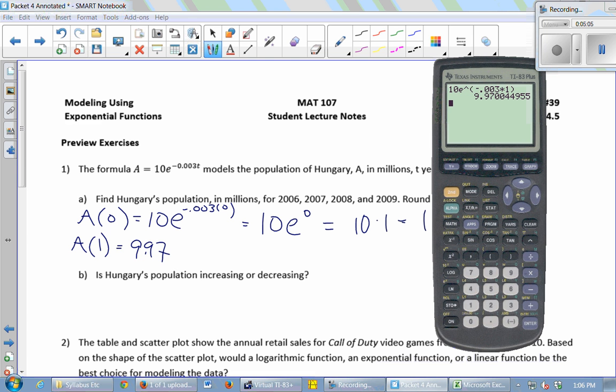So this is 2006, 2007, and to get 2008, I'd plug in a 2. So I'll just replace that 1 with a 2. And in 2008, 9.94 million. And then for 2009, I'd plug in a 3. 9.91.